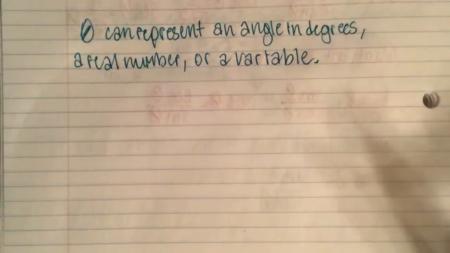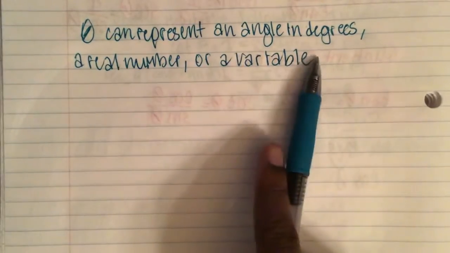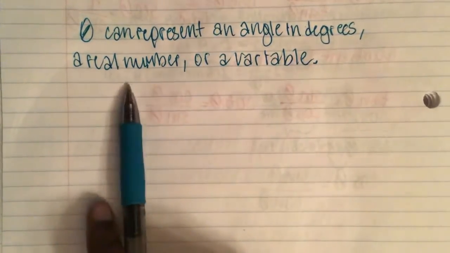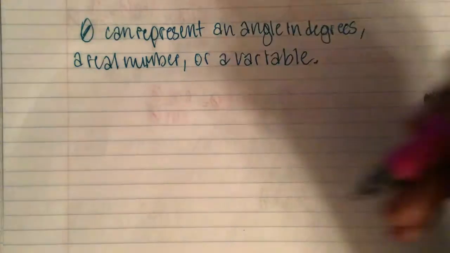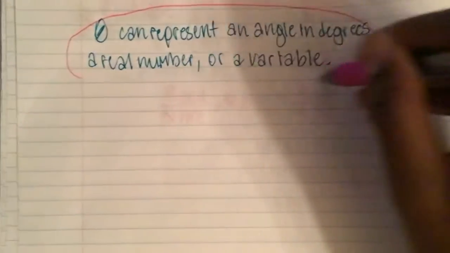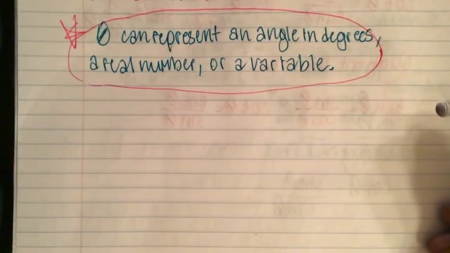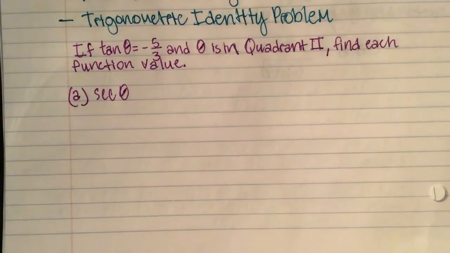One thing to remember is that theta can represent anything from an angle in degrees to a real number or a variable. And this is something you really want to take into consideration when working with trigonometric identities. Now I'm going to demonstrate an example problem that incorporates the trigonometric identities.